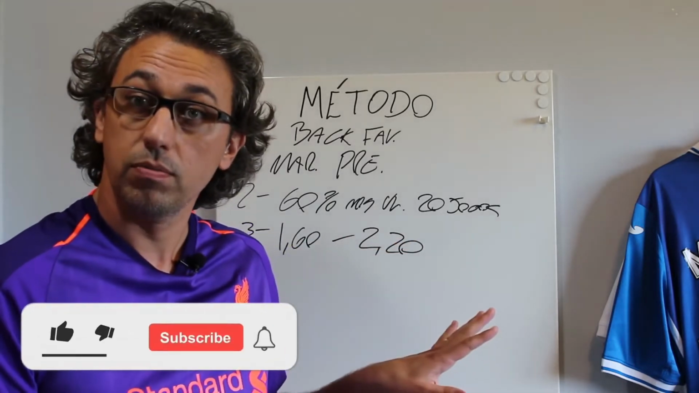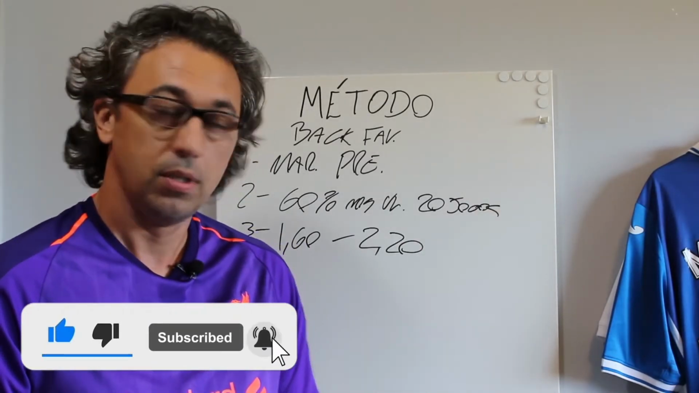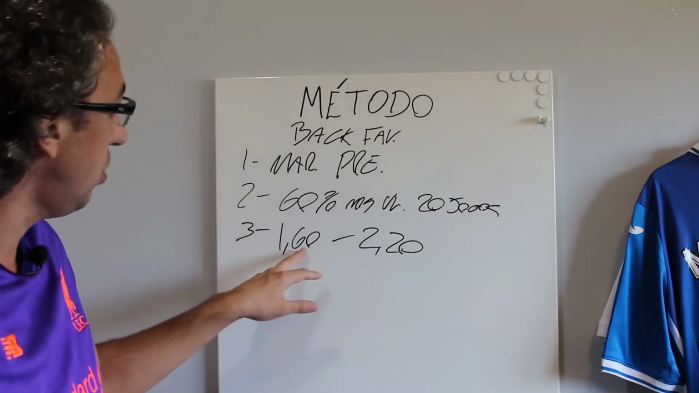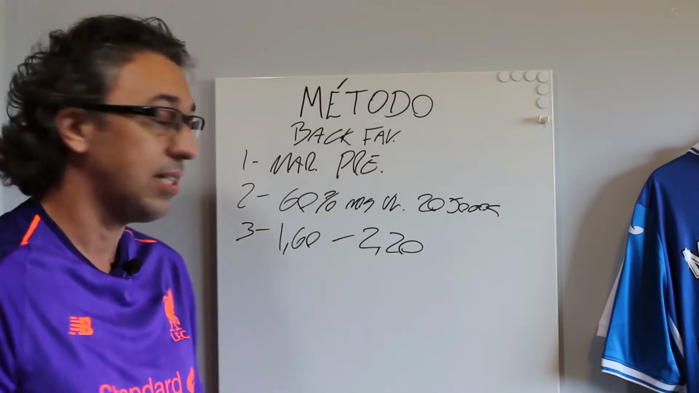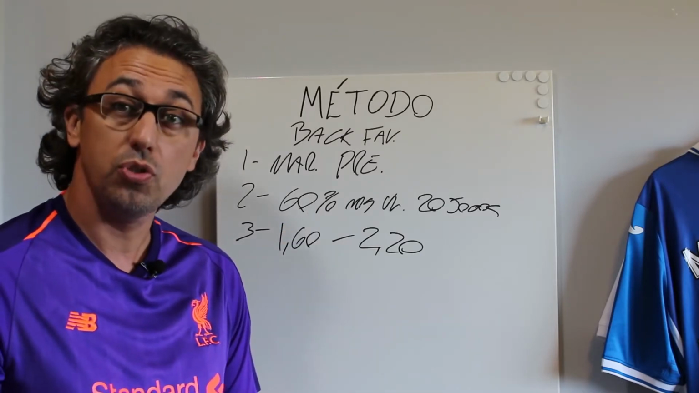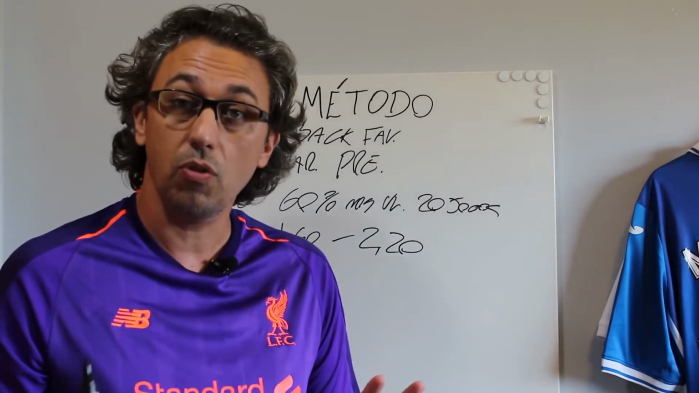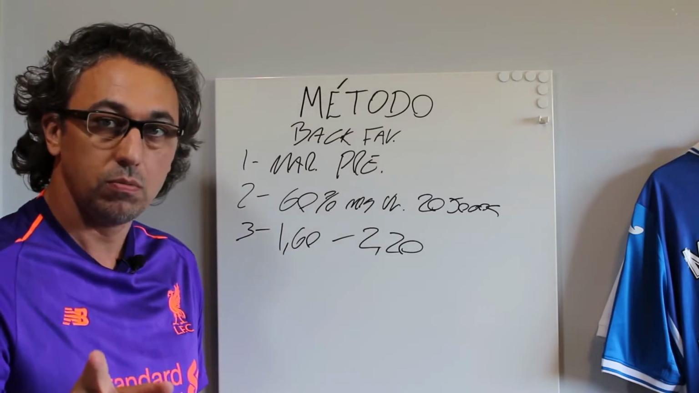I have a method. I'll put back to favorite, and every time I see a team under pressure to be the favorite, that its odd is between 1.60 and 2.20, and that it has won 60% in the last 20 games. Inside the house, outside the house, I don't know, that goes for you and your method. That's simple. Here, will it make money?